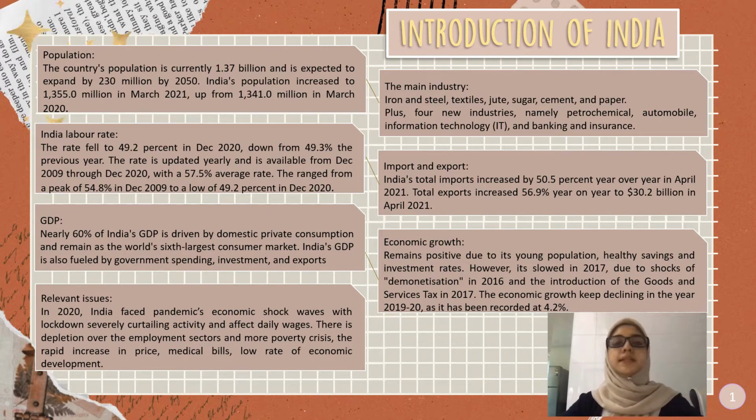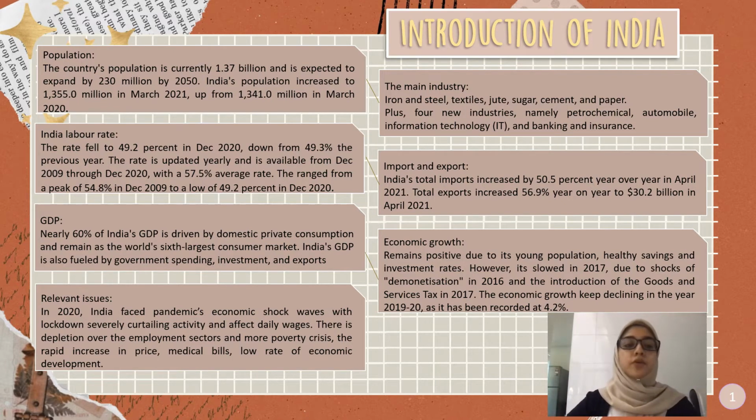Next, for gross domestic product (GDP) in India, nearly 60% of India's GDP is driven by domestic private consumption and continues to remain the world's sixth largest consumer market. Apart from private consumption, India's GDP is also fueled by government spending, investment, and exports. So later we will provide you with a graph that shows the GDP of India from 2016 to 2020.